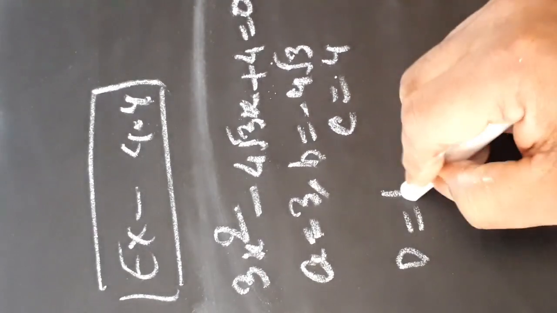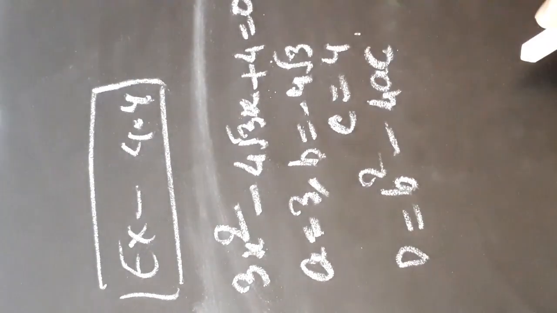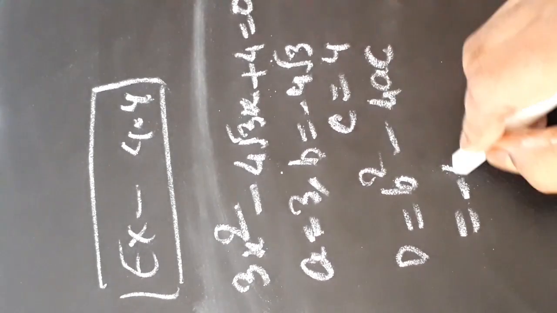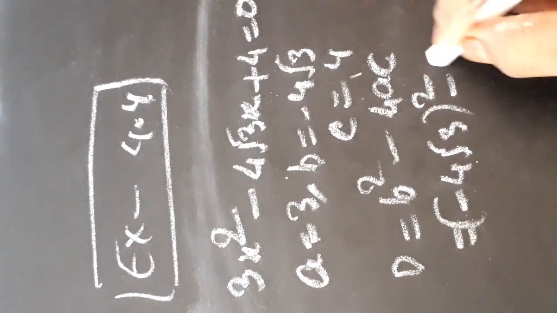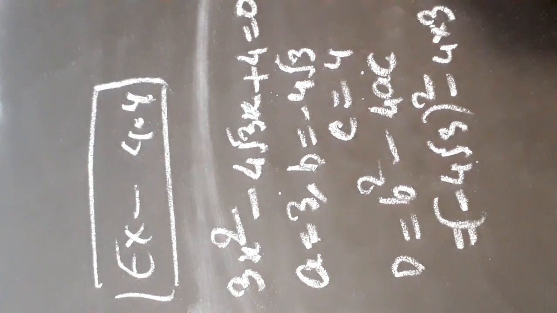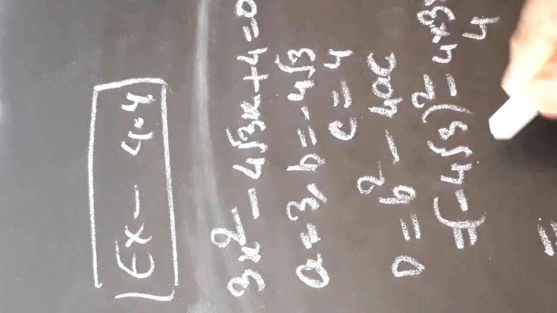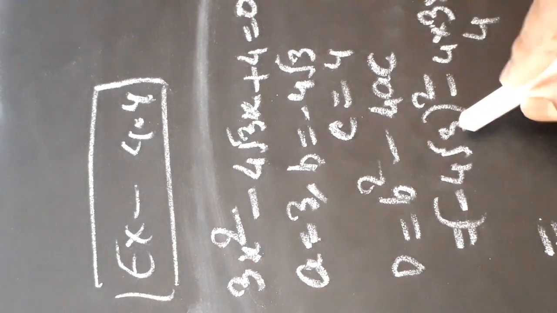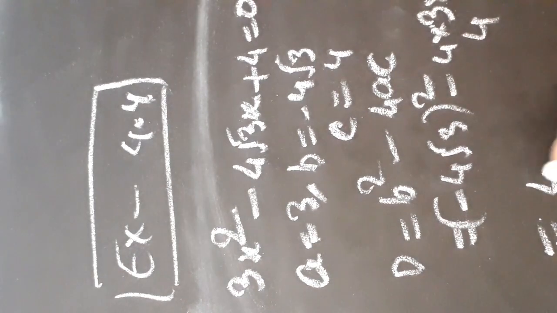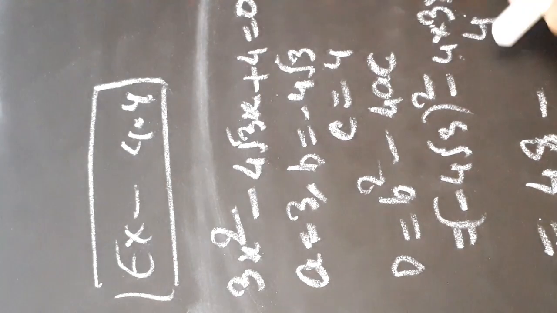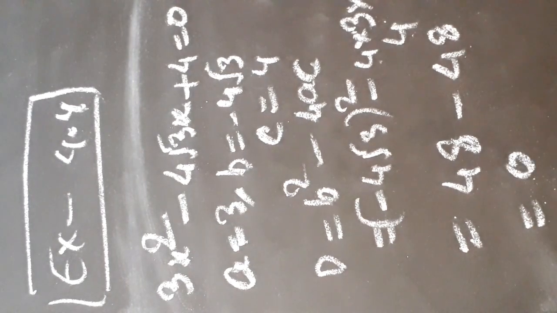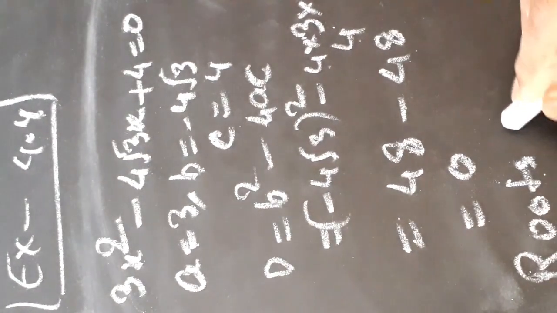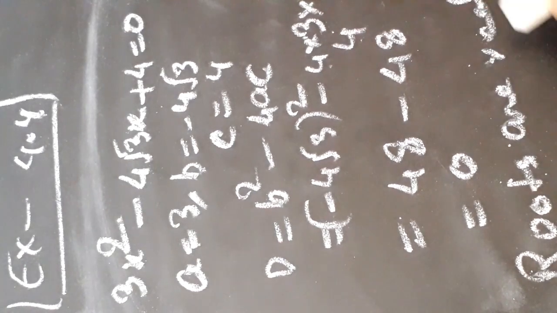Therefore D = b² − 4ac. In place of b we will write −4√3, so b² minus 4 into a, which is 3, into c, which is 4. The square of 4√3 is 16 times 3, which is 48. And 4 times 3 times 4 is 48. 48 minus 48, we get 0. Then roots are real and equal.